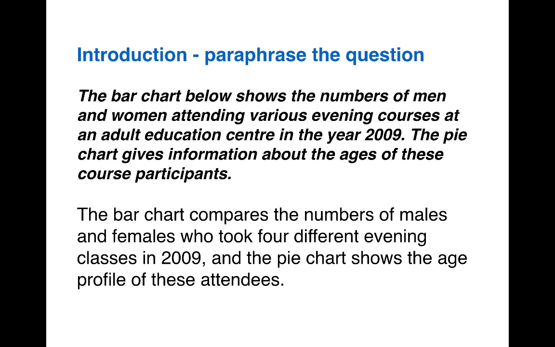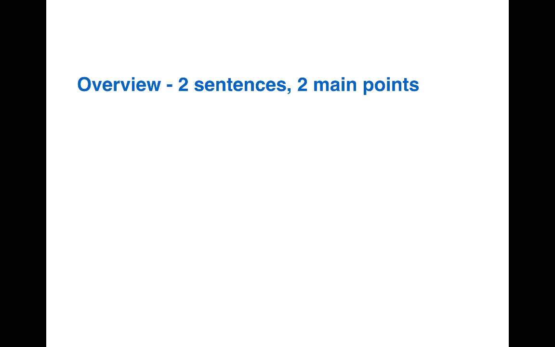That's the full introduction finished then. The bar chart compares the numbers of males and females who took 4 different evening classes in 2009, and the pie chart shows the age profile of these attendees. On to the overview now. 2 sentences, 2 main points, and as I said earlier, we just need 1 sentence for each chart. So let's look at the charts again.